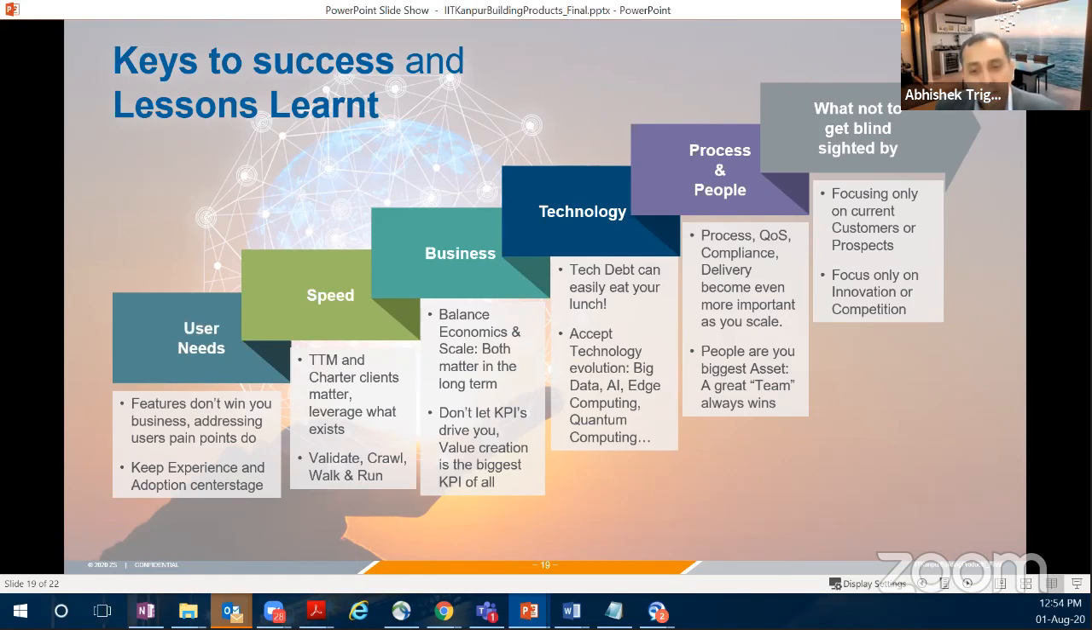So validate, and take a crawl, walk, run approach, especially if you're starting a new product, which was the intent of this slide. Also if you are a startup, because this matters a lot. Balancing economics and scale, in the long term, both matter. But if you are a startup, you can pick one or the other. Sometimes, as I said, particularly in B2C, scale does matter because you want to have the wider mass. That's how VCs are ready to fund you, and then, of course, you get into making money.